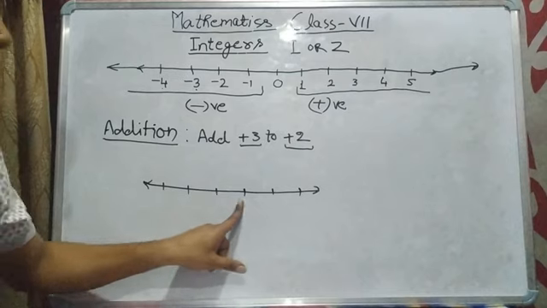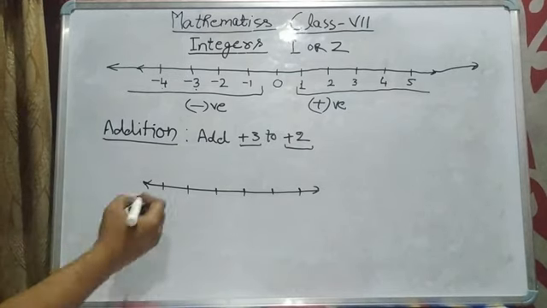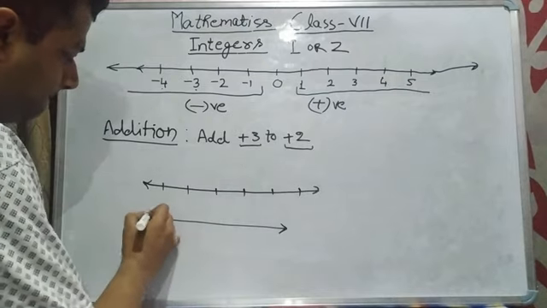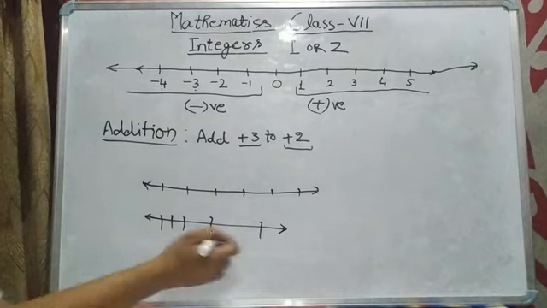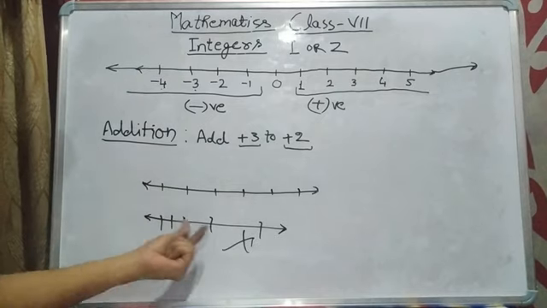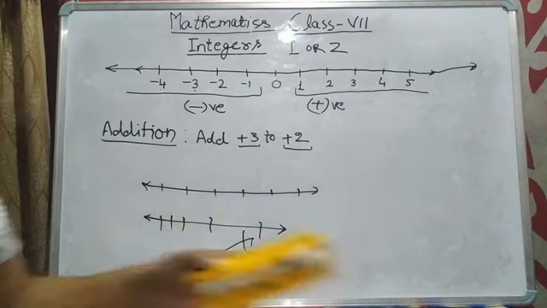Your interval should be equal. This interval should be equal. This way is wrong. Some of you are doing like this. This way is wrong. Your interval should be equal. Keep remember. Got this point?